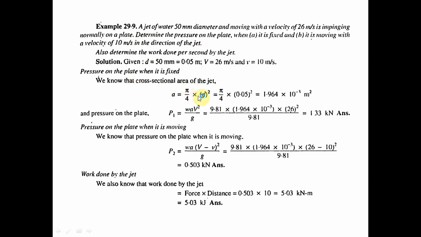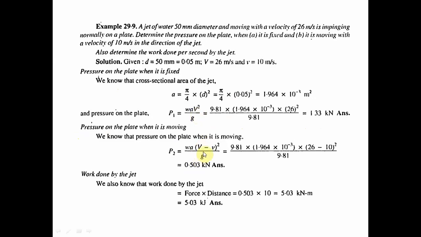You know that cross section of jet is pi by 4 into d square, that pi by 4 into 0.05 the whole square, that is 1.964 into 10 raised to minus 3 square meters. Pressure is equal to W into A into V square upon G, so that comes to about 1.33 kilonewton. Pressure on the plate when it is moving, so P2 is given by W into A into (V minus v) the whole square divided by G. So when it is not moving, it will be V square.